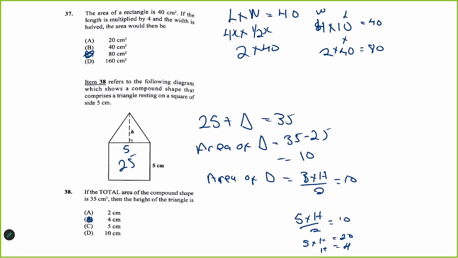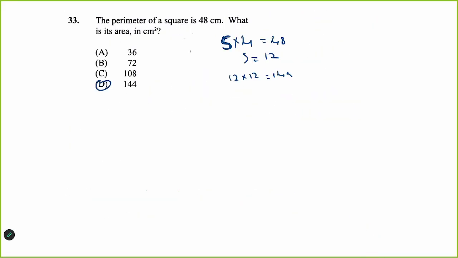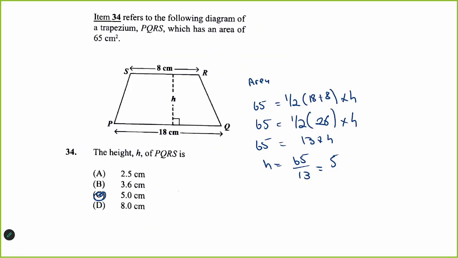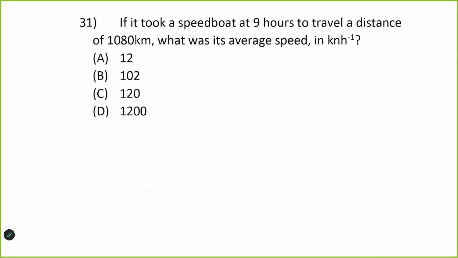Right, and that's the end of May, June 2024. Let's look at January 2024. If a speedboat took 9 hours to travel a distance of 108, what is the average speed? That's distance over time. That's 108 divided by 9, which is 12.